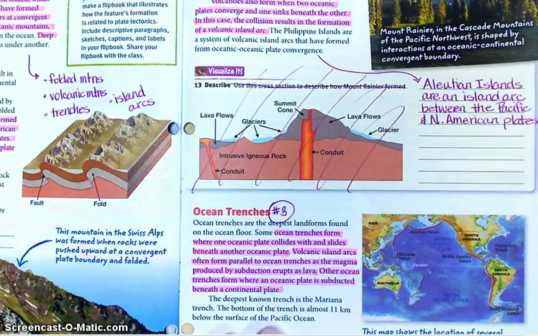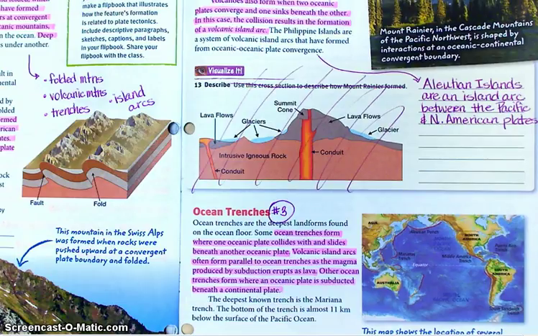Okay, so that's it for features associated with convergent boundaries. We have folded mountains, volcanic mountains and island arcs, and trenches.